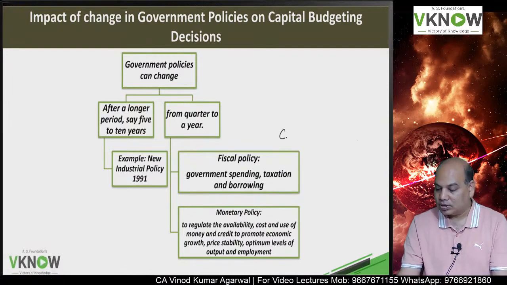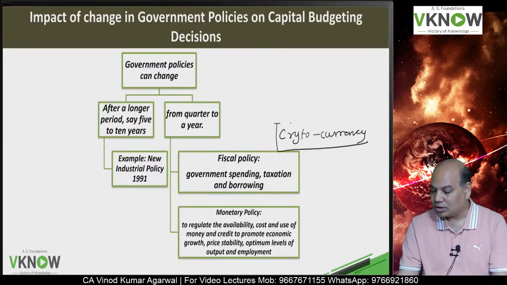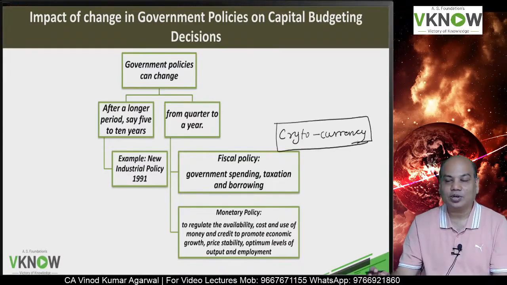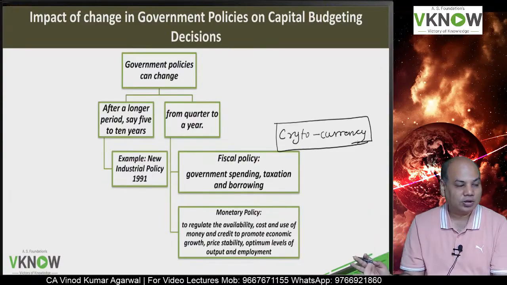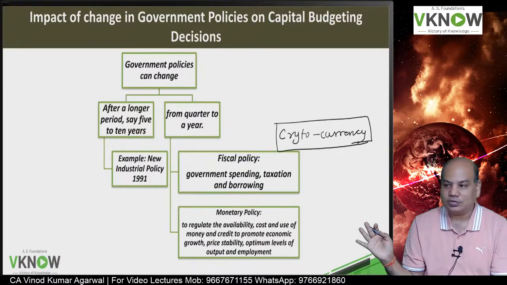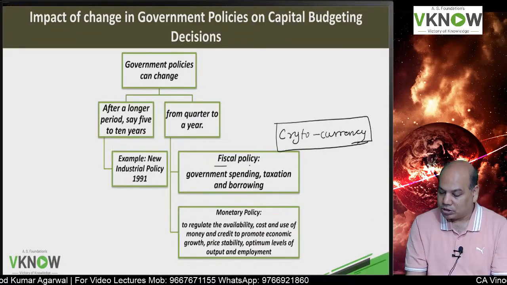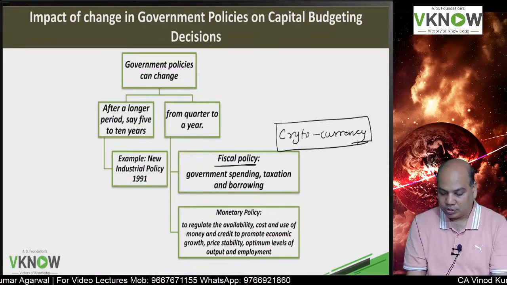Or some companies had started cryptocurrency trading. The government says all such cryptocurrencies are not acceptable or not recognized by the government of India. So all those platforms have vanished now. That is the impact of government policy, fiscal policy or government policy.